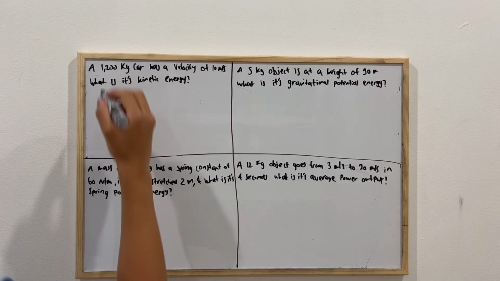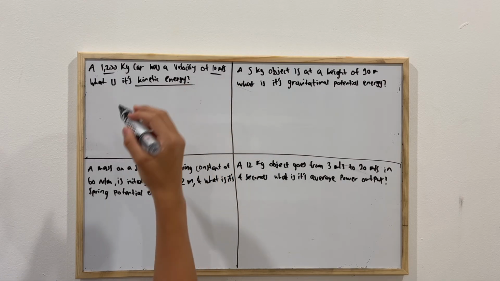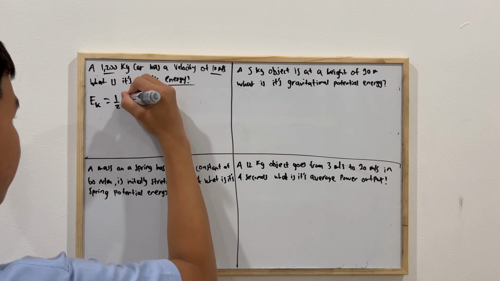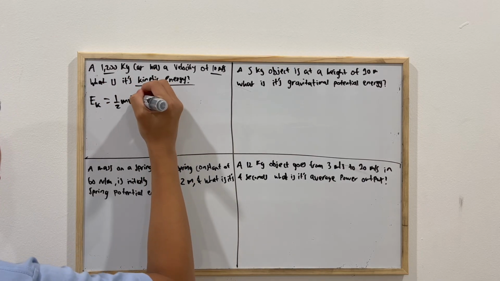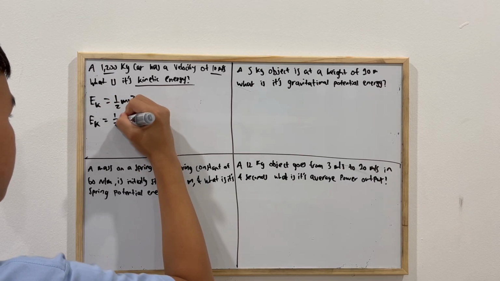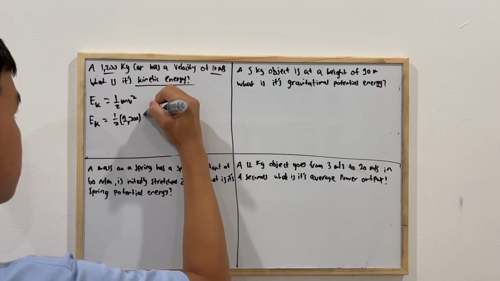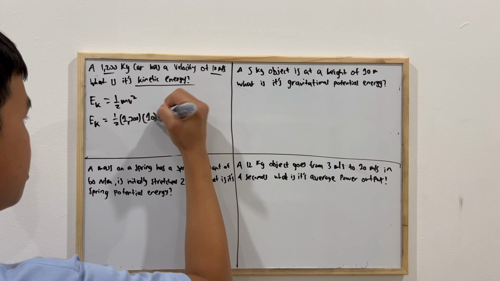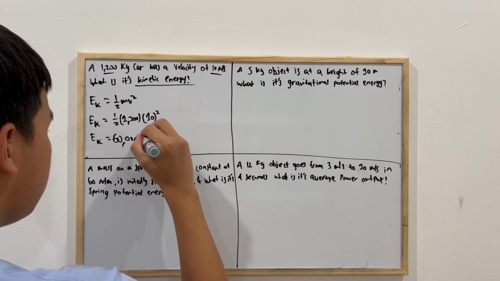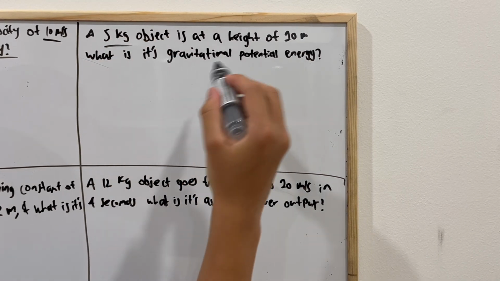Okay, so this first one here, a 1,200 kilogram car has a velocity of 10 meters a second. What is its kinetic energy? Well, we know the equation for kinetic energy is just 1/2 mv squared. So always write out your equations that you're going to use. So our kinetic energy here, 1/2, our mass, 1,200 times velocity, 10 squared. And we're going to get an answer of 60,000 joules.